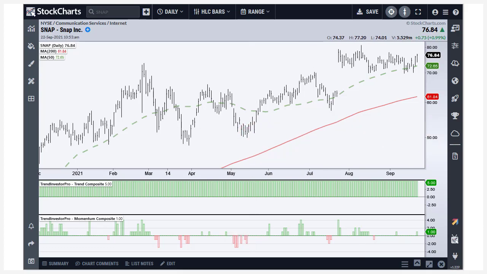But if I look at the chart structure here, Snap is in an uptrend. And it looks like this is a bullish consolidation within that uptrend. And you can see here, there's a big surge. We consolidate, testing that 50-day, it's rising, and now we're breaking out of a wedge. So that looks like a bullish breakout for Snap Inc.